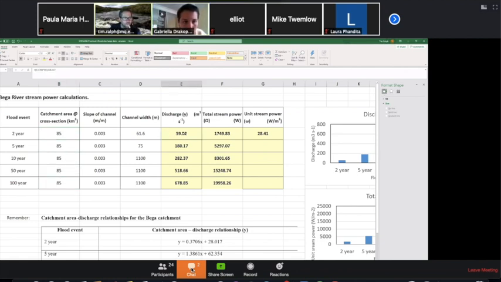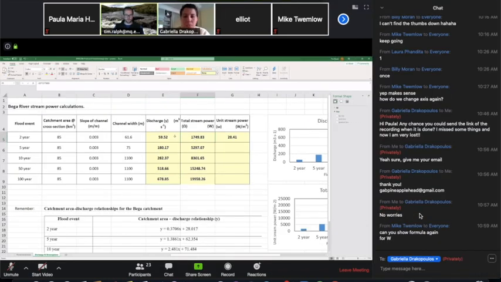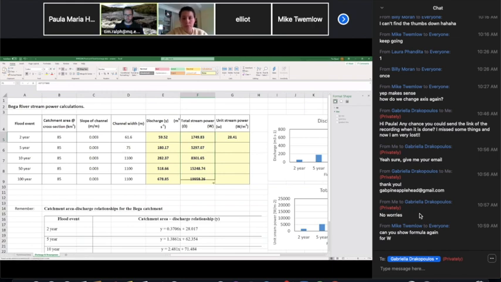So once you've got the discharge values, even if for now you do the first one, the others you can just type in. Stream power is a very quick calculation. Once you've done the first one, you can drag and drop that formula right down. That's easy. And then unit stream power is just the total stream power divided by the width of the channel.